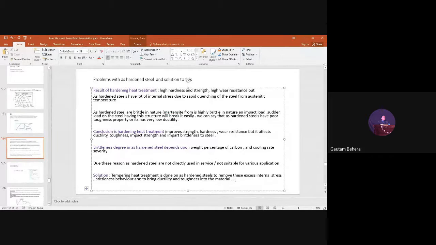But what will be the problem? Some hardness will decrease, some magnitude of strength will also reduce. But the steel will not be brittle like the previous condition. So you can write in the examination why tempering is essential after hardening heat treatment.